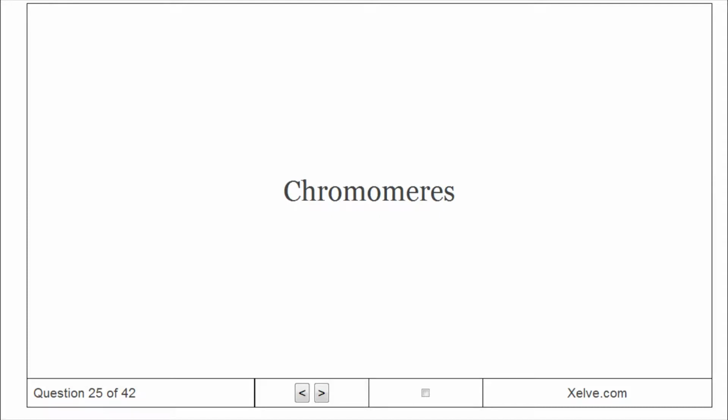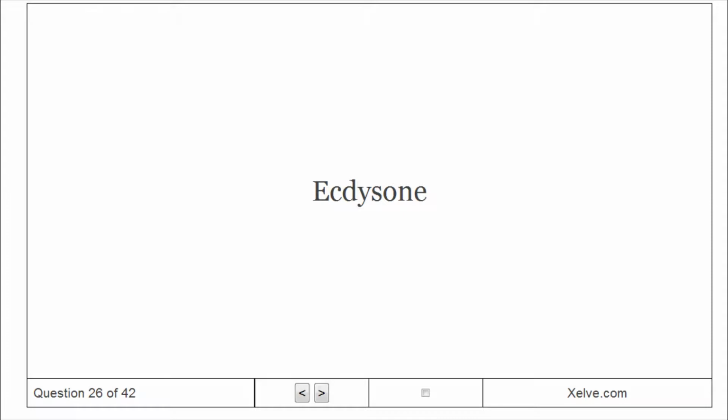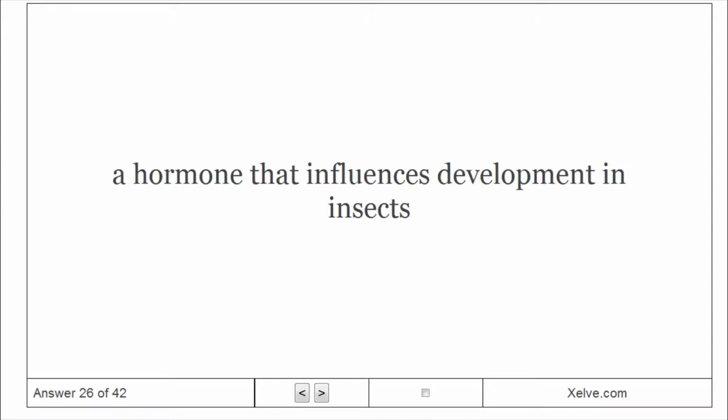Chromomeres. Small bodies that are identified by their characteristic size and linear arrangement along a chromosome. Ecdysone. A hormone that influences development in insects.